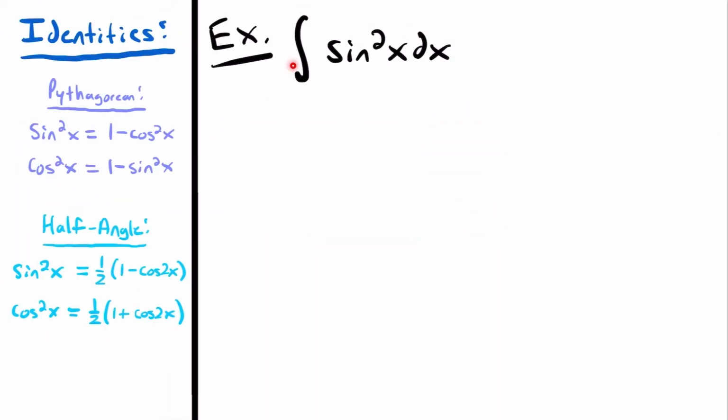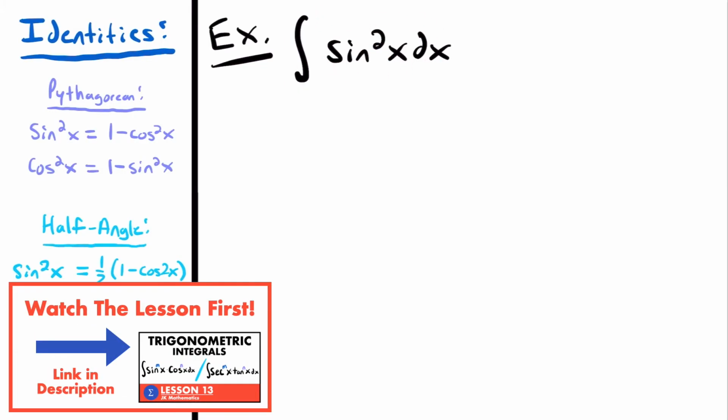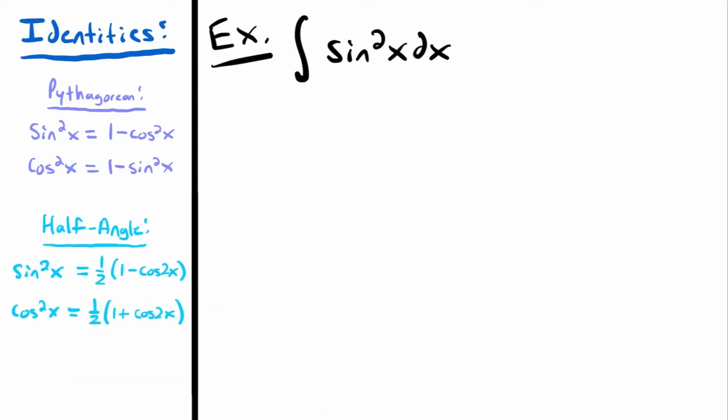All right, so here's our first example. We have the integral of sine squared x dx. In order to solve this trigonometric integral, we are going to need to make use of a trigonometric identity. Over here, I have some identities for sine and cosine that are going to be helpful in solving these various trigonometric integrals. We have the Pythagorean identities and the half-angle identities that we will use in different scenarios.